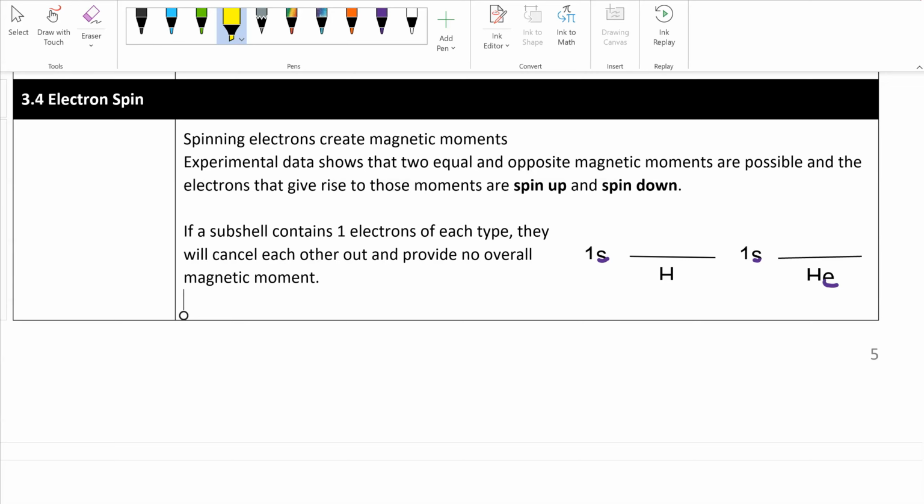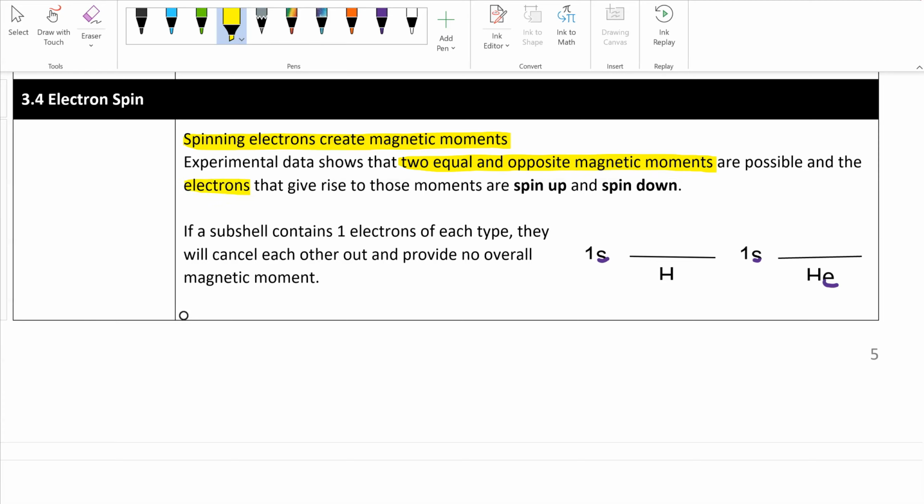So spinning electrons cause magnetic moments. So if things are attracted to a magnet or interact with a magnetic field, it has something to do with how the electrons are distributed in that atom. And when scientists started looking into magnetic moments, what they found was that there are these two equal and opposite magnetic moments that are possible. And this is for an electron.